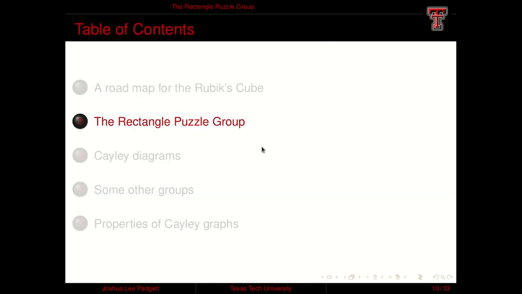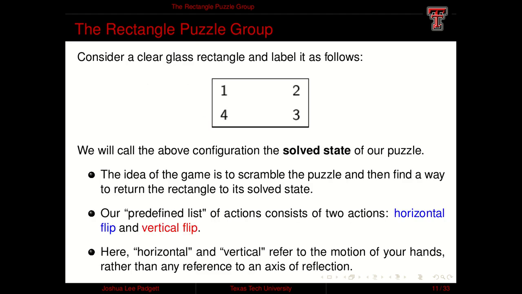So our simpler example is something that we introduced in the previous video, which is the rectangle puzzle group. And I'll go through things quickly again, but I want us to understand now that really what I want to do is completely map out this group. And so what I mean is I want to understand what performing each action will result in.